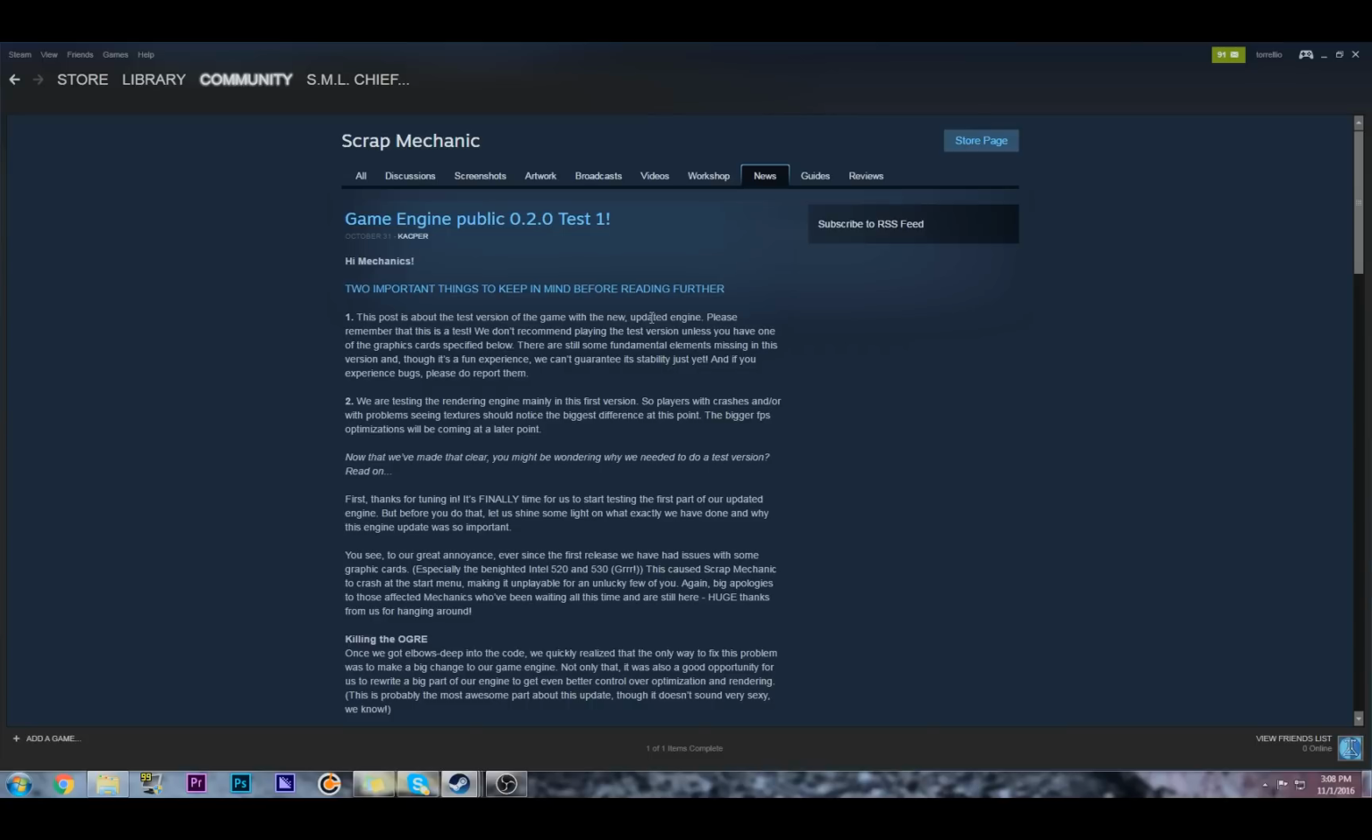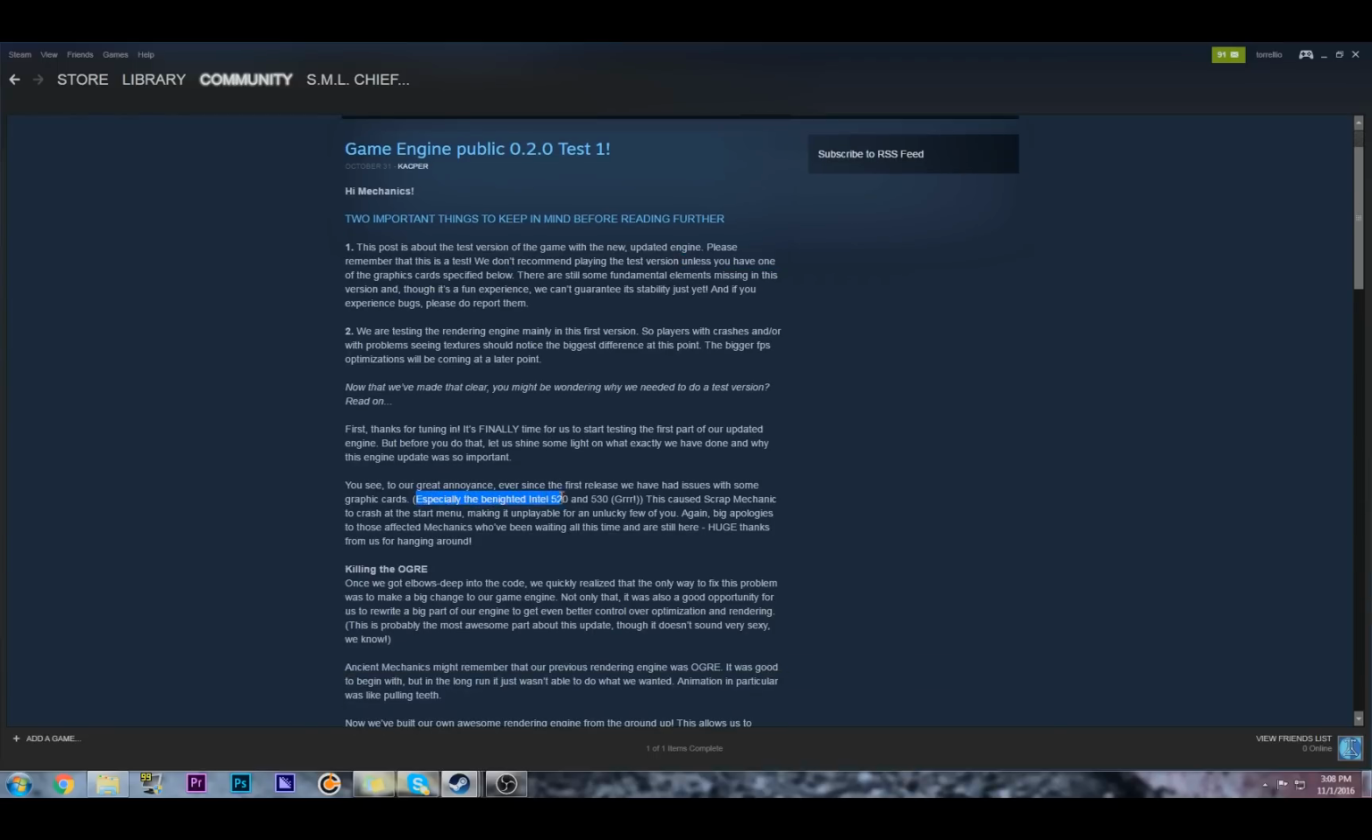This post is about the test version. Please remember, this is a test. We don't recommend playing the test version unless you have one of the graphics solutions specified below, and that's what they meant below here. I know they don't give out a lot of information, guys, and it could create a lot of confusion, but it makes sense that they started the engine to open up a segment that just didn't even have the game available to them before. So if there were any duckies that were excluded, at least they're introduced into the fold and they can play Scrap Mechanic.